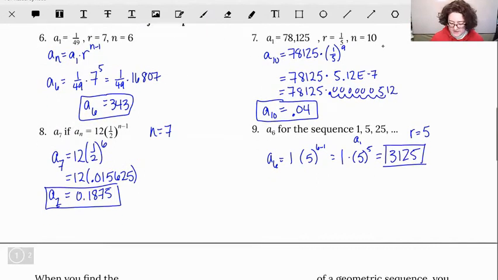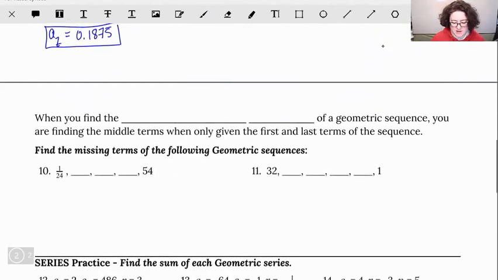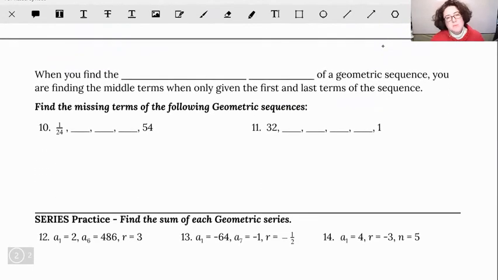Alrighty, next set. Just like with arithmetic, we can find geometric means. So that is our next type of problem, which means we're looking for our missing terms in the middle of a sequence if we're given the first term and the last term. So again, we need to figure out how many steps I take and what's the ratio that I'm going to use to get there?